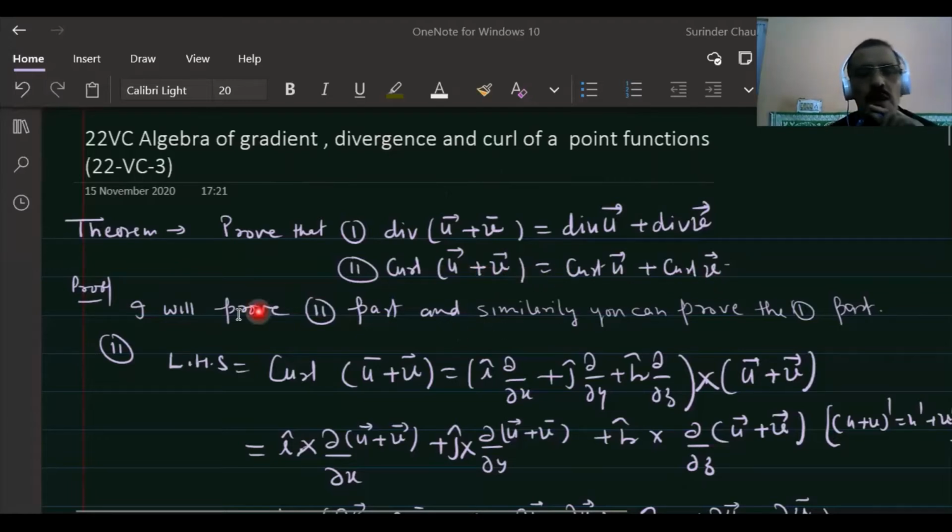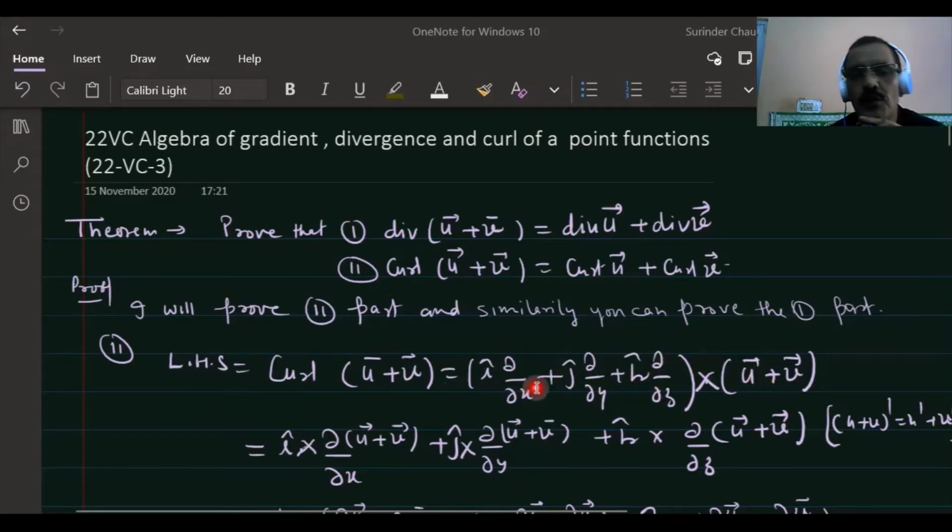So how to prove that? We'll prove the second part, and the first part is proved similarly. Second part: left hand side is equal to curl of sum. Curl is equal to del cross, substitute the del operator here, del operator cross u vector plus v vector.